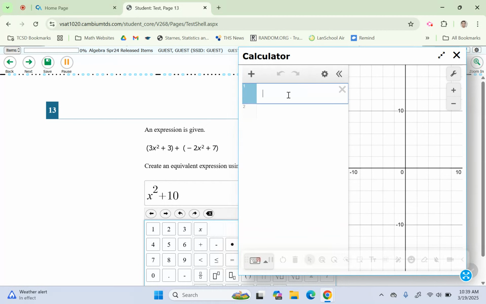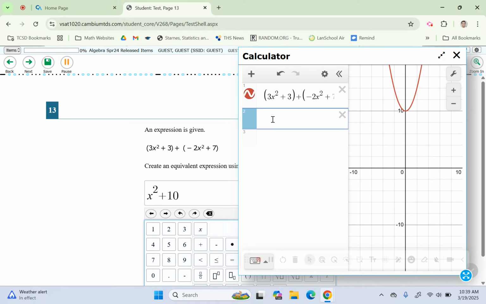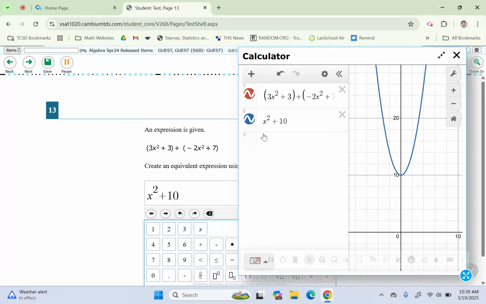All right, perfect. I'm going to type in parentheses 3x squared plus 3, close parentheses, plus parentheses, negative 2x squared plus 7. Okay, you see that right there? And now I'm going to type in the next box, x squared plus 10. If they're equivalent, they should be on top of each other. And boom, if you look at the graph, I can turn off the blue and it's the red. They're directly on top of each other. I know that I am right because these two expressions graphed to be the same thing, so they are equivalent.